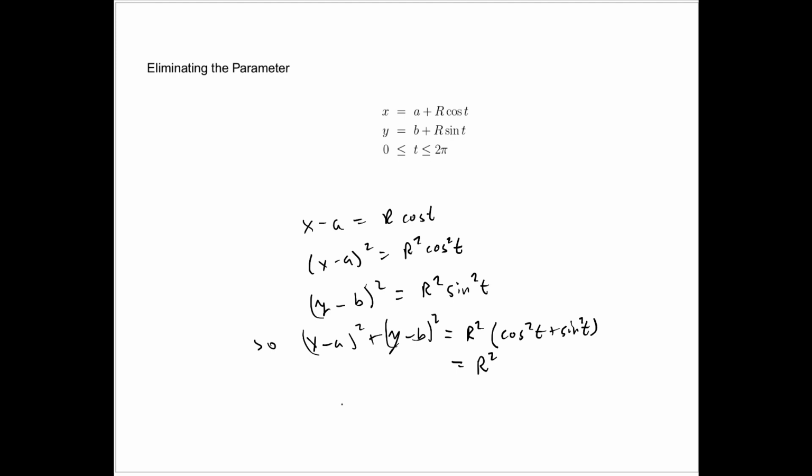So in the end, we get (x minus a) squared plus (y minus b) squared equals r squared, which you can all recognize as just the equation for a circle of radius r centered at the point (a, b).